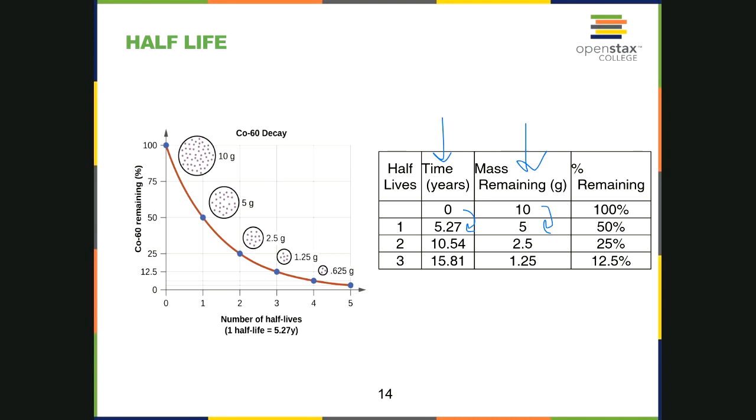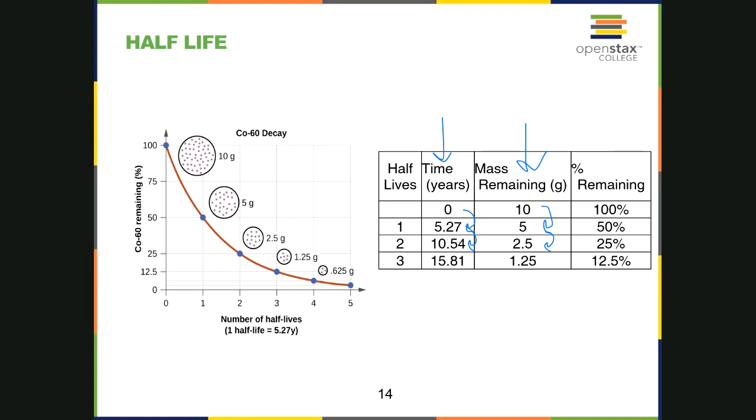But to be sure, we could look at the next row where we're going from 5 to 2.5, so that's half of the previous mass. And then we look to see what's the difference here in time. The time difference is 5.27 years. So by looking at our data, we can establish that our half-life is 5.27 years.